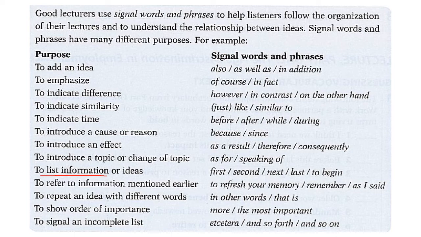You might also know also or in addition. Again, these add new ideas. However, in contrast, these show differences, or like or similar to. They show similarity. When you were studying about narrative writing, you might have looked at words like before and after, while and during that show the order of things that are happening. Pause the recording now and have a look through this list and understand the reason that each of these words might be used.